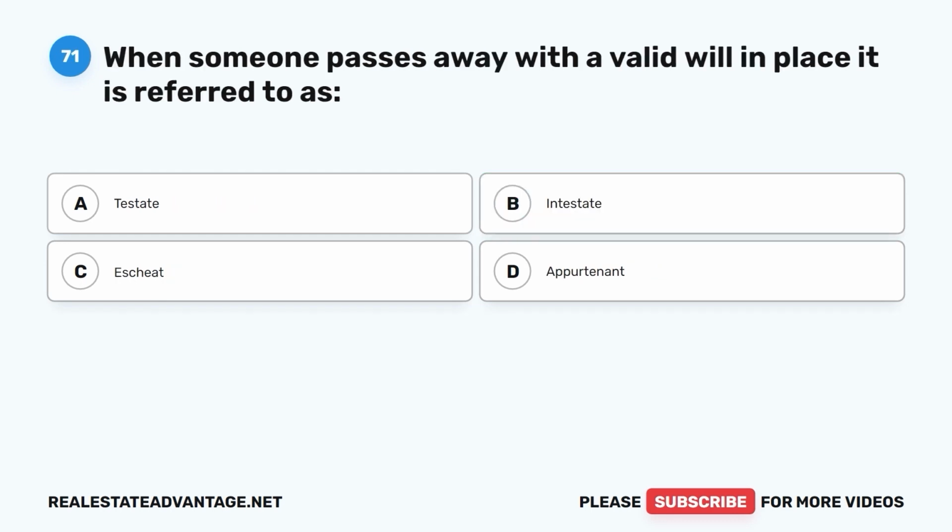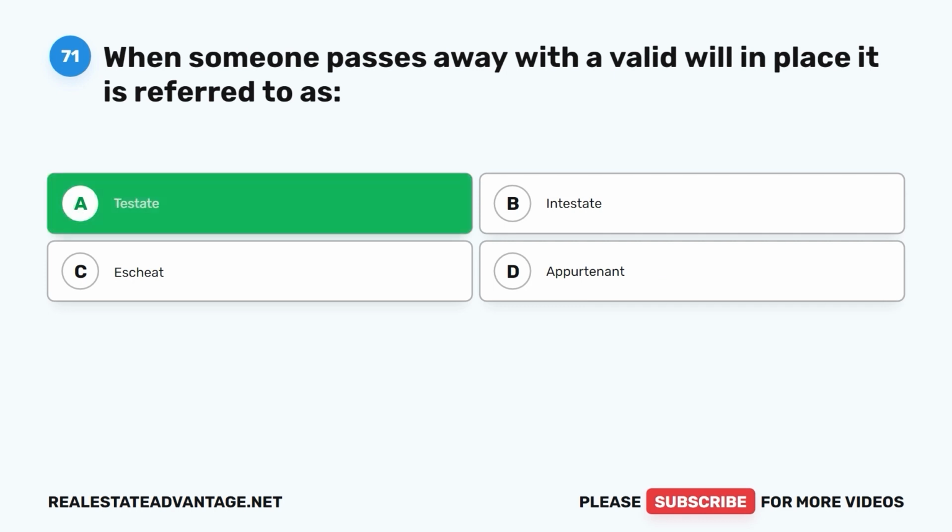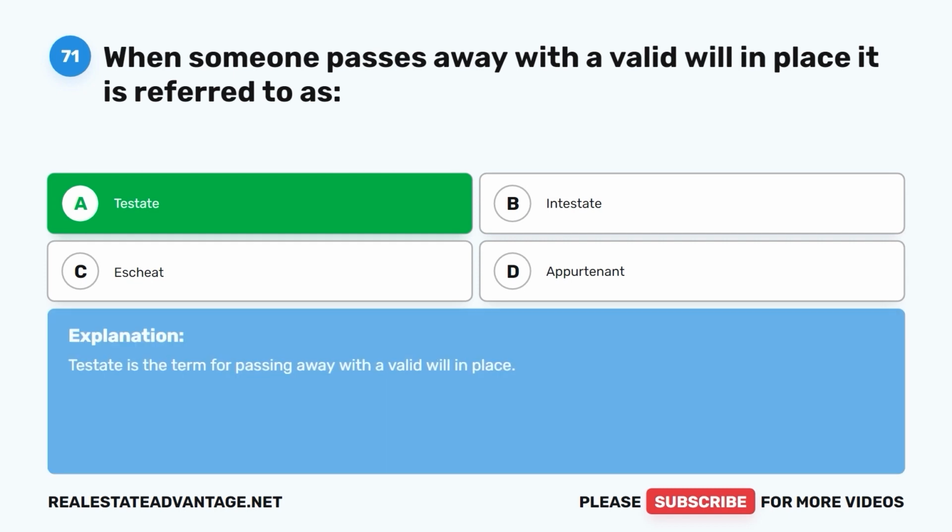Question 71. When someone passes away with a valid will in place, it is referred to as A. Testate, B. Intestate, C. Escheat, D. Appurtenant. The correct answer is A. Testate. Testate is the term for passing away with a valid will. Testate is the term for passing away with a valid will in place.